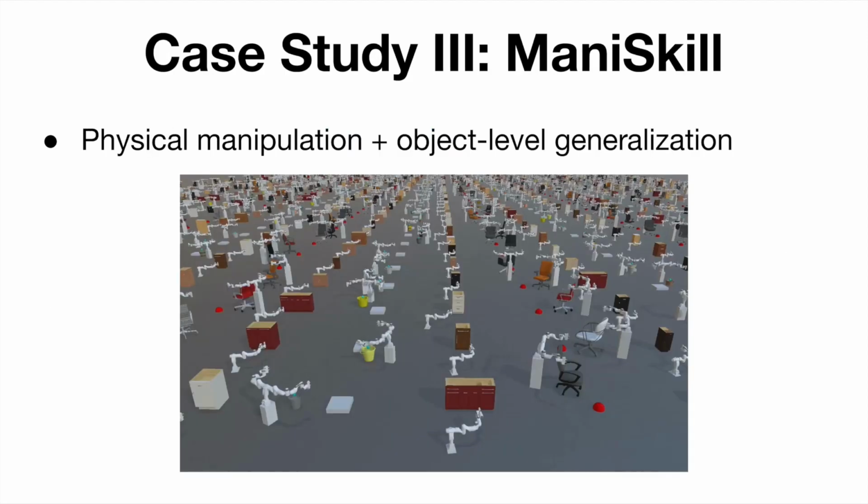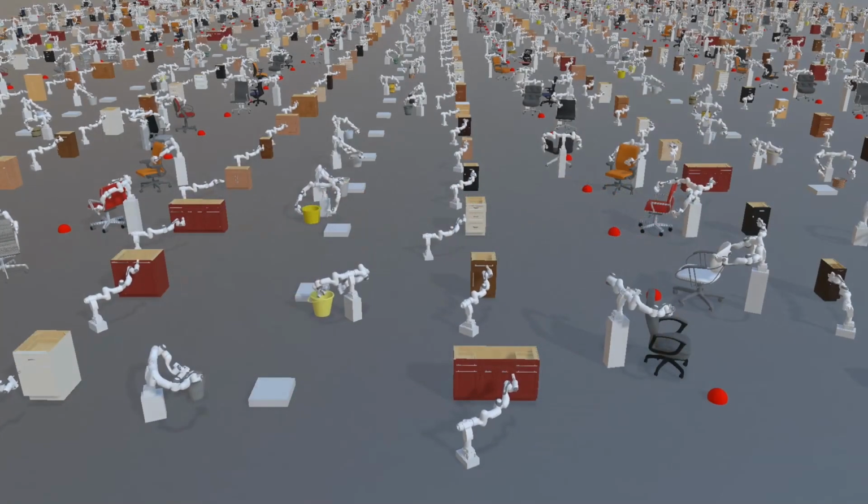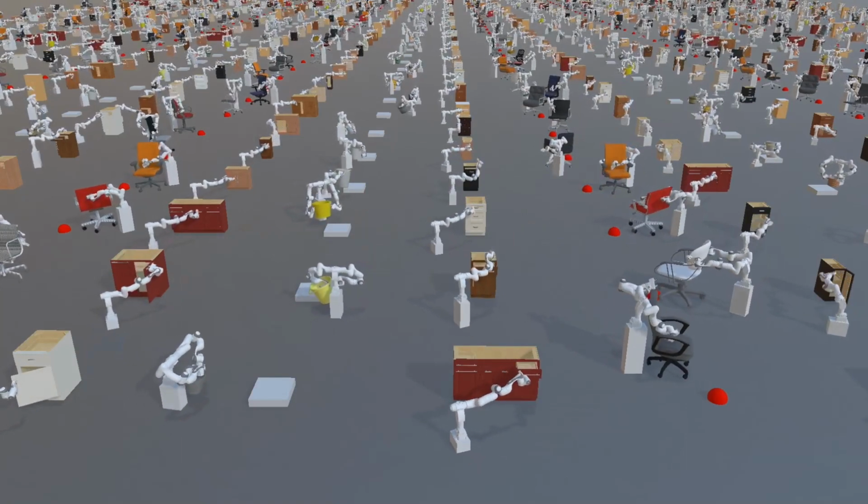Last, we study ManiSkill, which is proposed by SU Lab at UCSD. It features physical manipulation and object-level generalization. The video illustrates these two features.